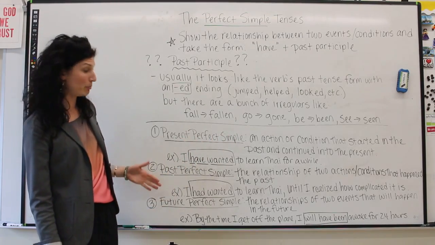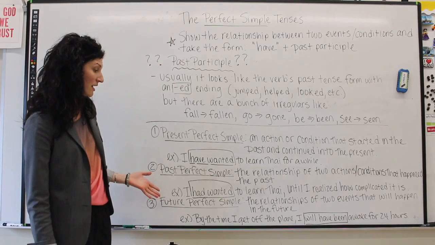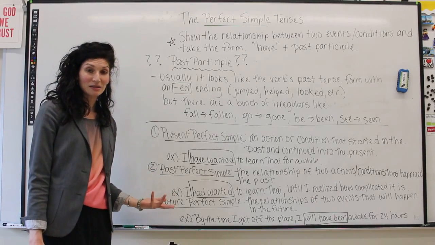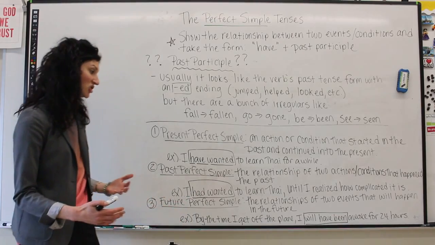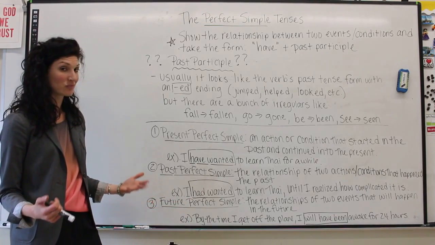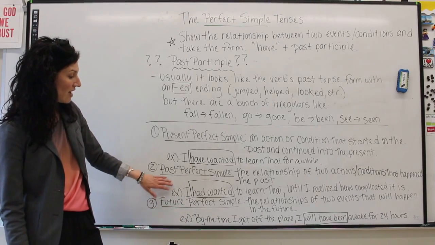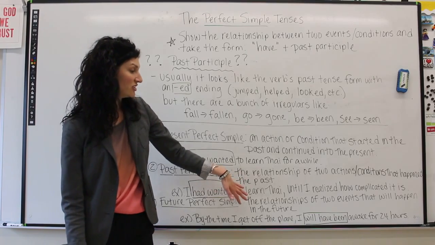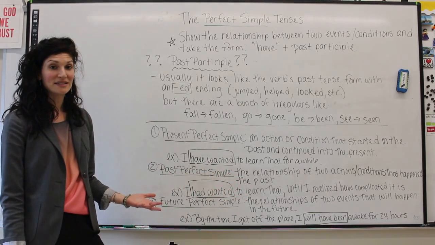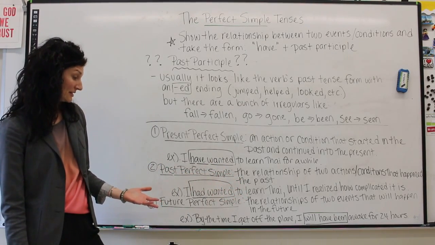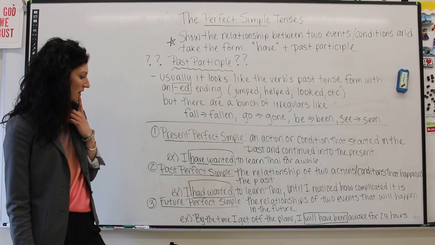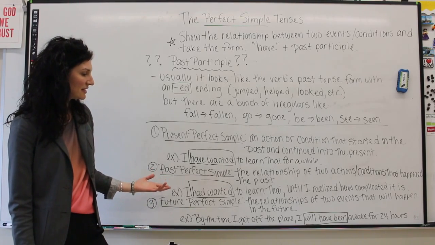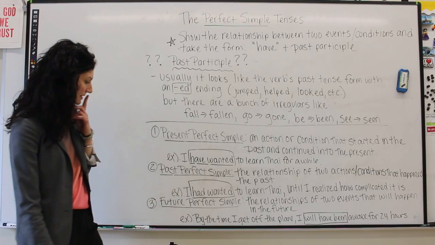Now let's take a look at the past perfect simple. Basically, we use the past perfect simple to describe the relationship of two actions or conditions that have happened in the past. So in this example, I had wanted to learn Thai until I realized how complicated it is. Okay, so how can you identify the verb tense in this sentence? Well, let's take a look.